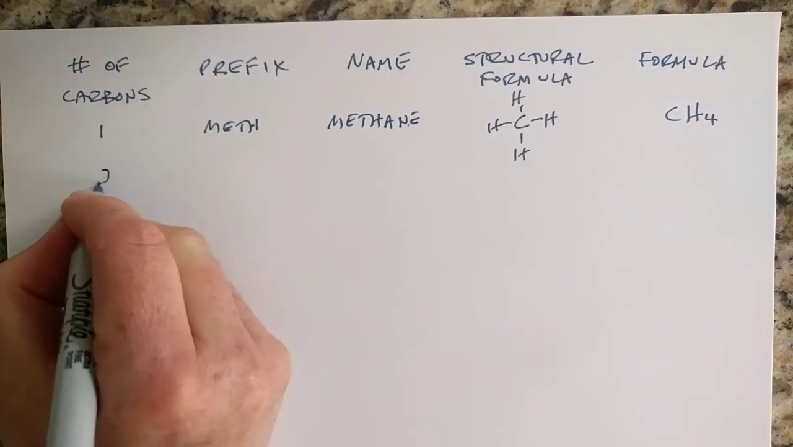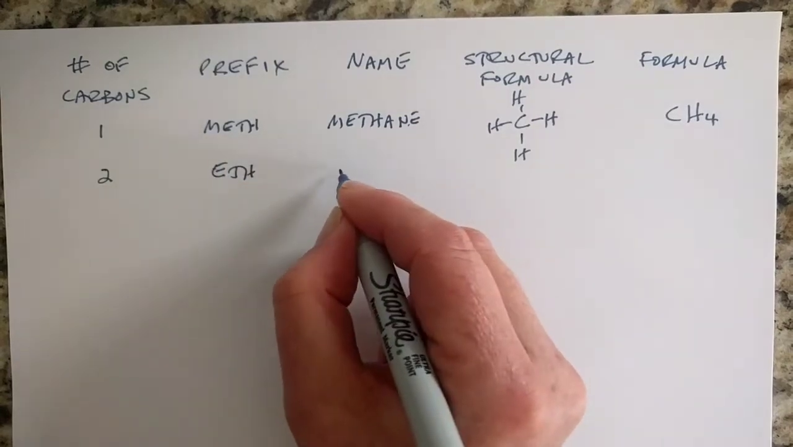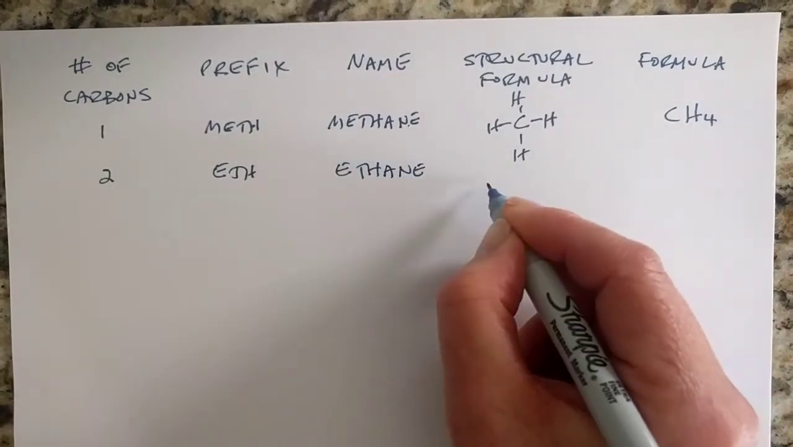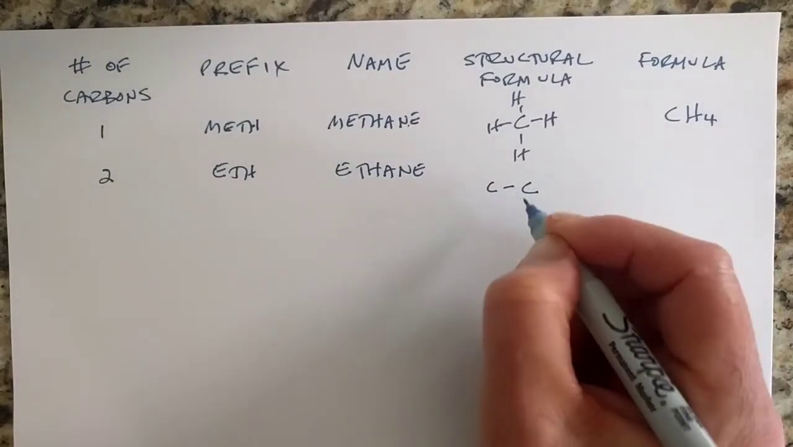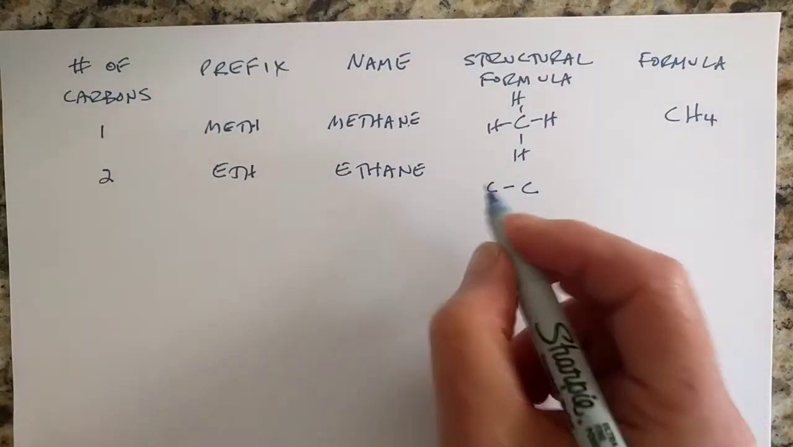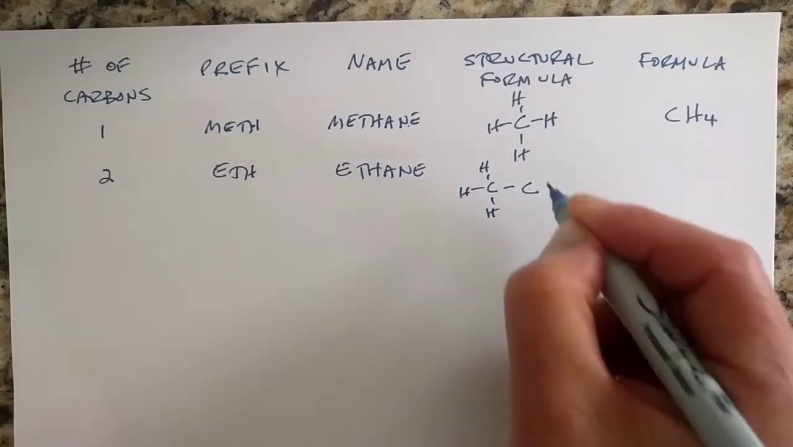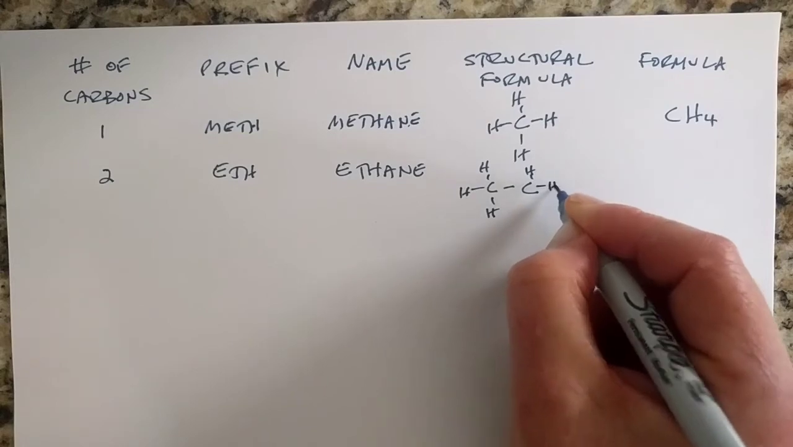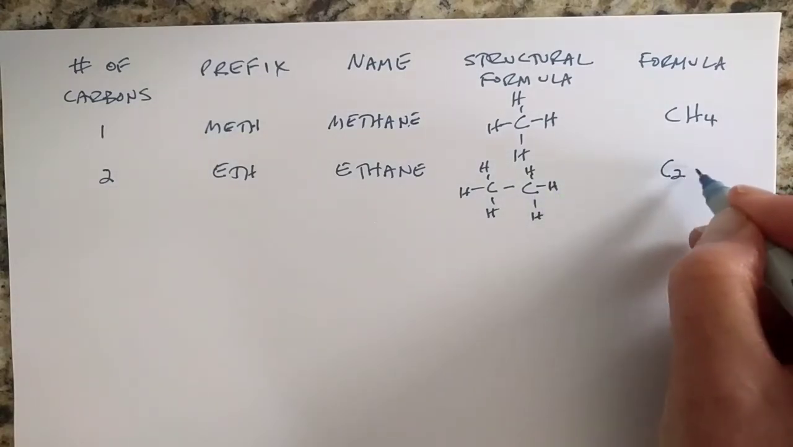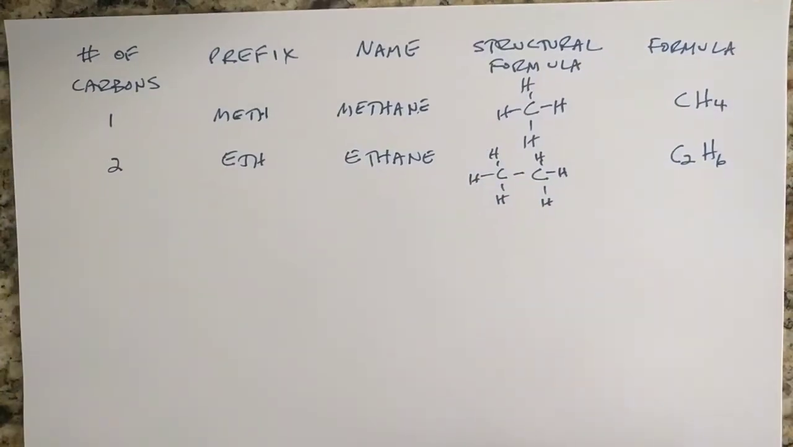All right, if we have 2 carbons, our prefix is eth. So our compound name would be ethane. So we have 2 carbons, single bonds only. And now we have to fill in the rest of the bonds with hydrogen. Again, carbon's going to make 4 bonds. So we have an H, an H, H, H, H, H. So our formula is C2H6, ethane.